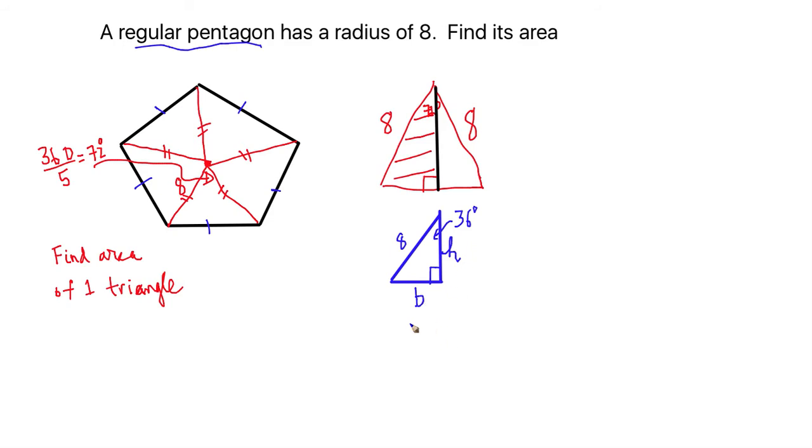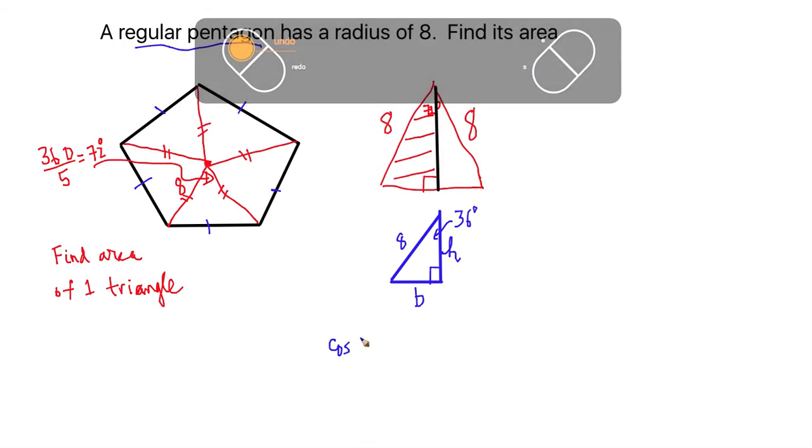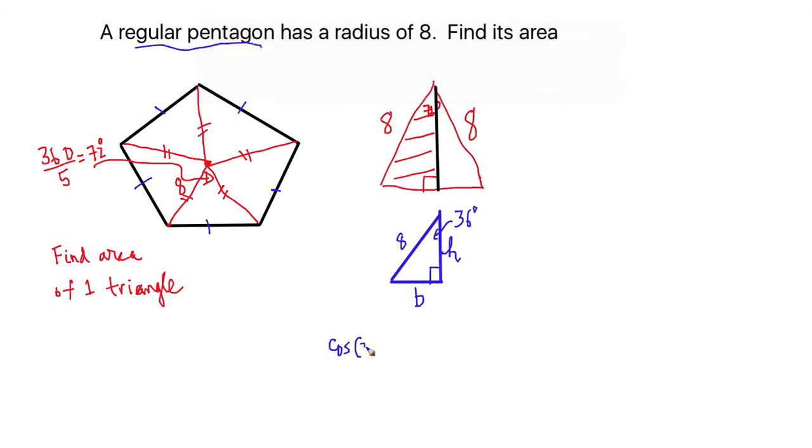To figure out these values, let's use our knowledge of trigonometry. I'll write it on the side down here. To find H, we're going to use the cosine ratio, because this length here is adjacent to the 36 degree angle. So the cosine of 36 degrees is equal to H over 8.